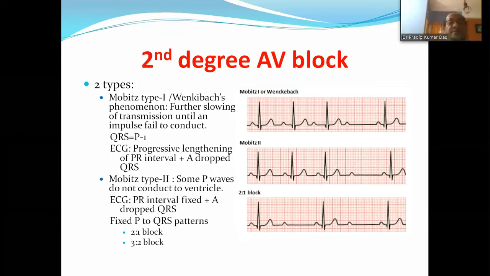In case of Mobitz type 2, some P waves do not conduct to the ventricle. The ECG will show a fixed PR interval with a dropped QRS complex. The PR interval is fixed, the QRS complex is dropped, and the ventricular transmission follows a pattern. Maybe it is a 2:1 block, maybe it is 3:1 or 3:2 block. These are all Mobitz type 2.